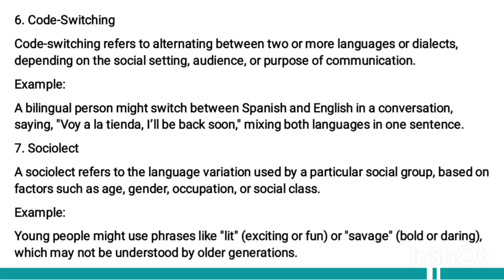Next one, sociolect. The sociolect refers to the language used by a particular social group. This variation is often based on age, gender, occupation, or social class. Different groups use different words or phrases that may not be understood by others outside the group. For example, young people may use terms like lit, exciting or fun, or savage, bold or daring, which might not be familiar to the older generation.